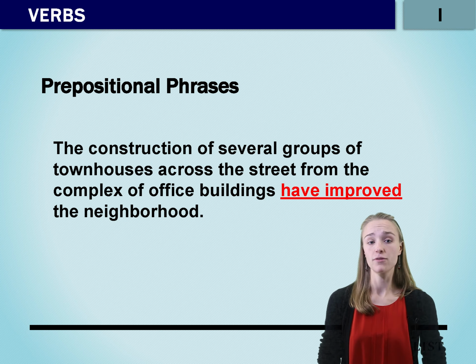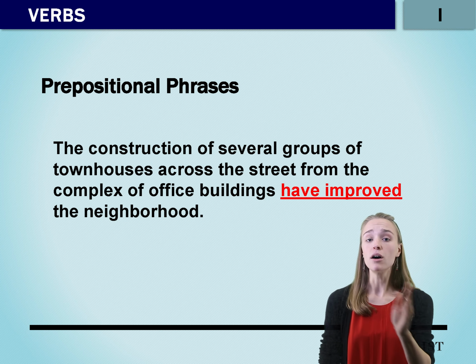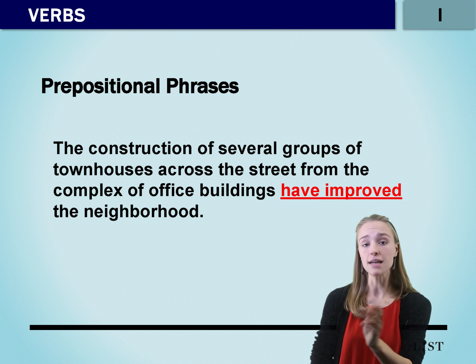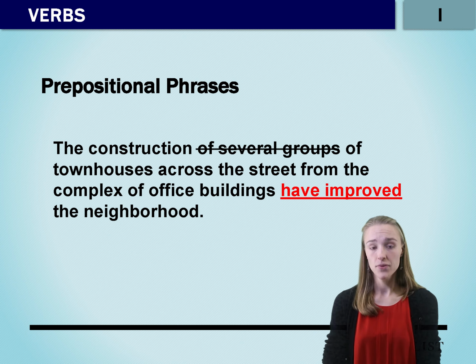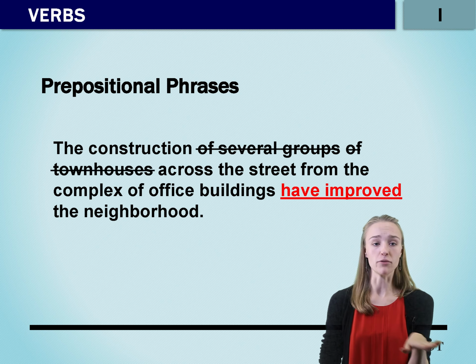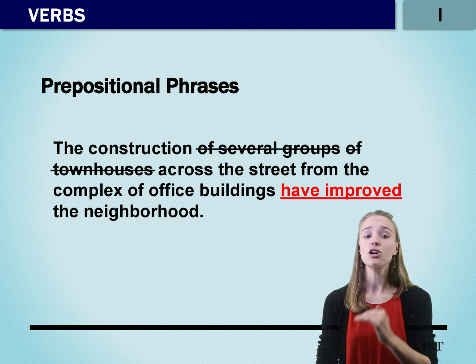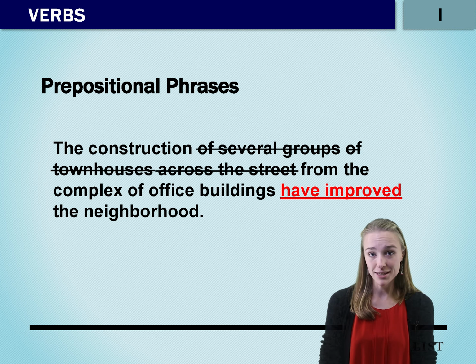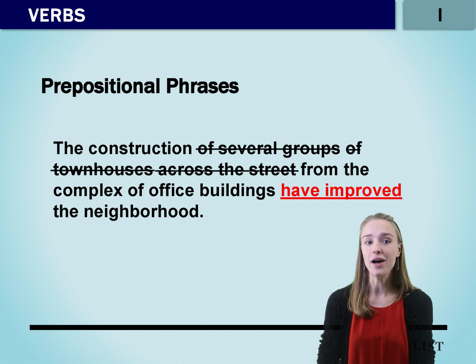We have of, several groups. So of is eliminated and its object, several groups. We then have of townhouses. We're going to eliminate that too, get rid of it. So we cross out of townhouses. And across the street, another preposition. We want to get rid of that as well. So strike out across the street.